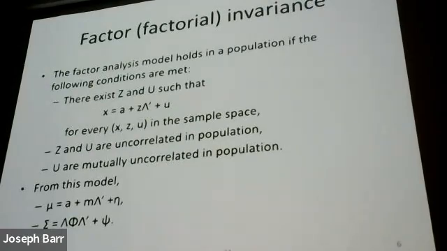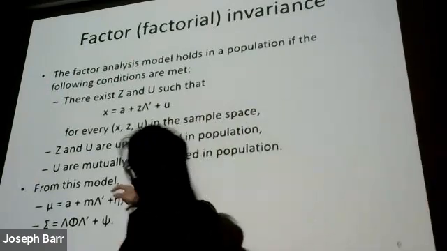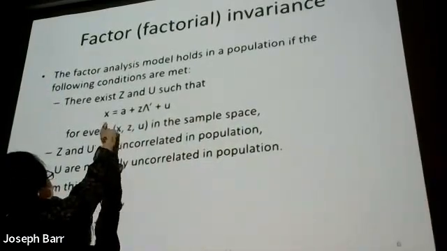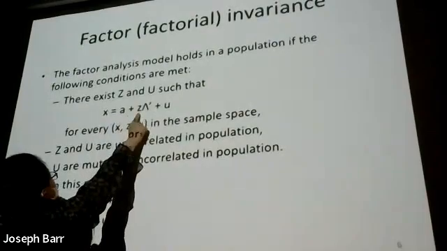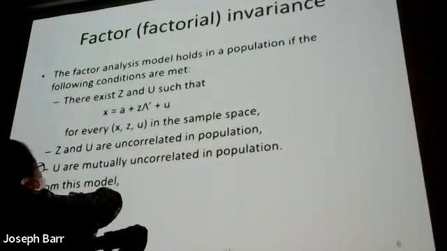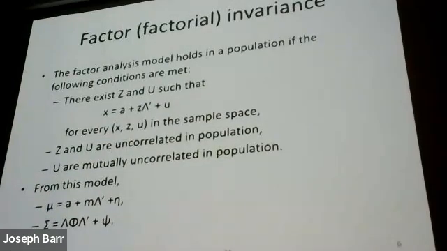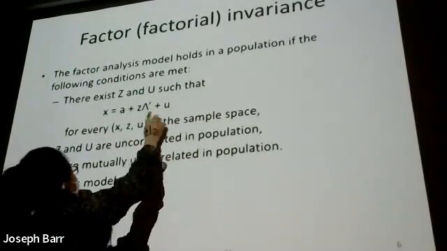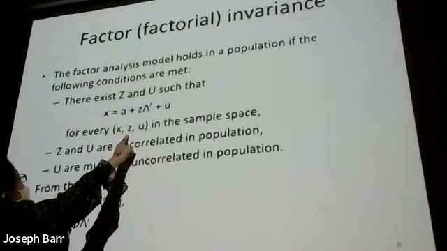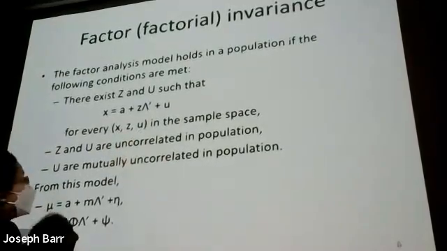So first, factorial invariance, or factor invariance. It is based on our factor model. So this is our factor model. We have X here, an intercept, the latent variable Z, a factor loading matrix lambda, and a residual. So observed variable, latent variable, and a residual. Three parts.